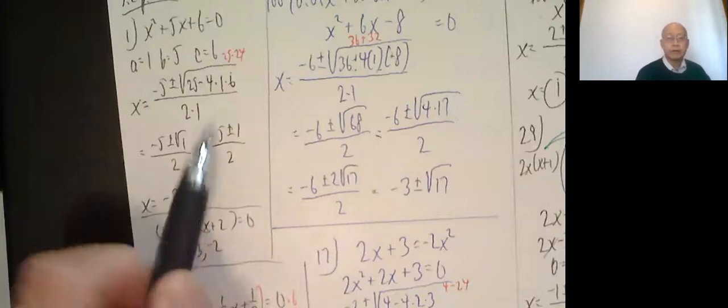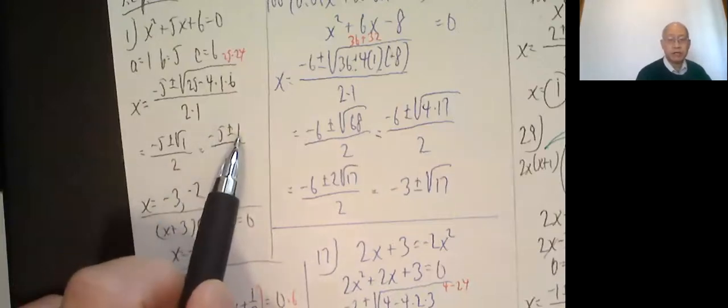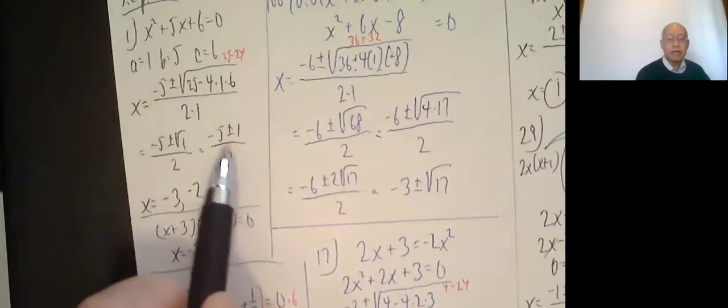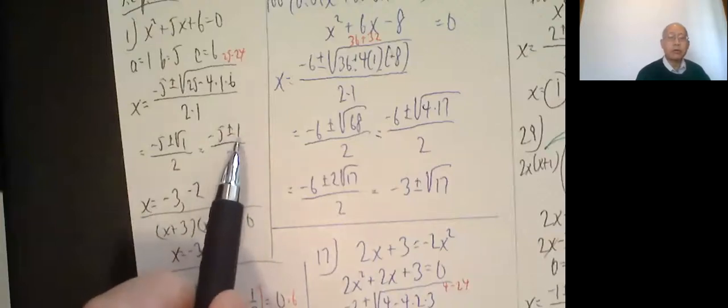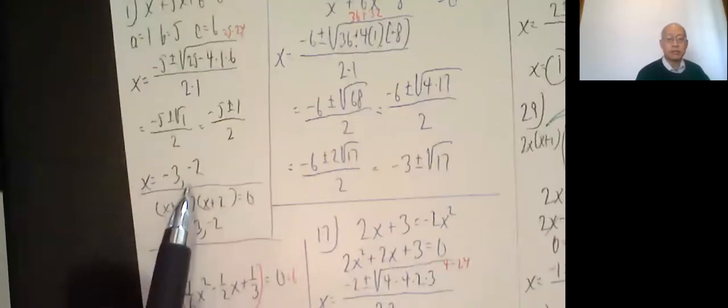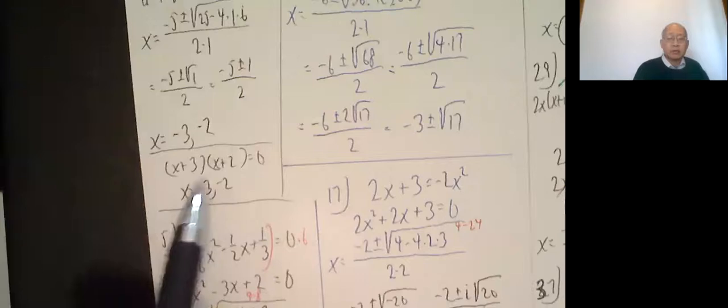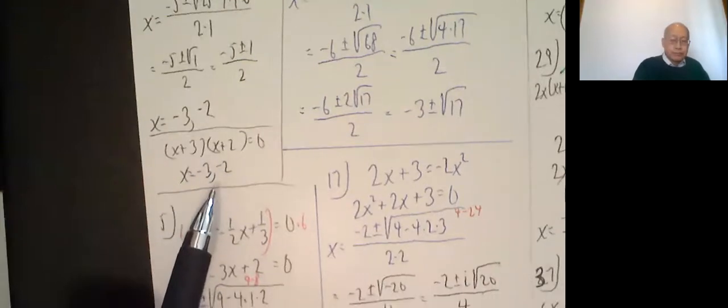So I just work them both out. Negative 5 minus 1 is negative 6. Negative 6 divided by 2 is negative 3. Negative 5 plus 1 is negative 4. Negative 4 divided by 2 is negative 2. So negative 3 and negative 2. And yes, this is just to show you could have done it by factoring. X plus 3, x plus 2 equals 0. So x is negative 3, negative 2.